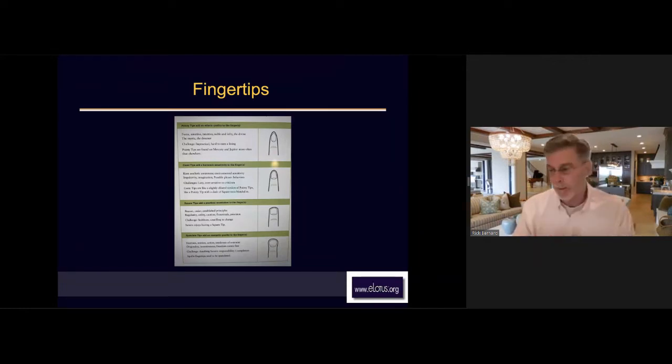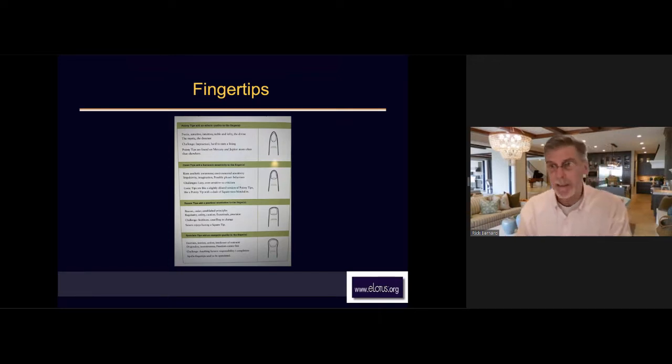Okay, so there's a couple of holes in what we've gone over so far that I wanted to talk about before we get into some case analysis. So I wanted to talk a little bit about fingertips. Even fingertips give some information about a person and how they think and what they're all about. So let's take a look at the different types.